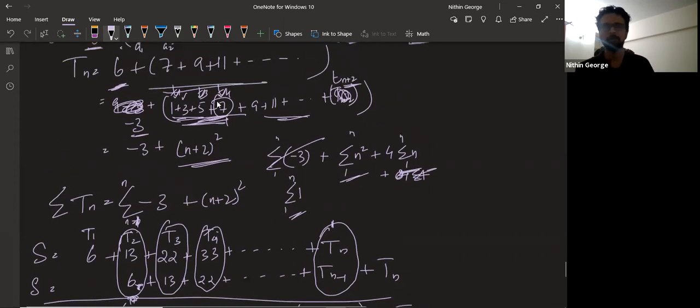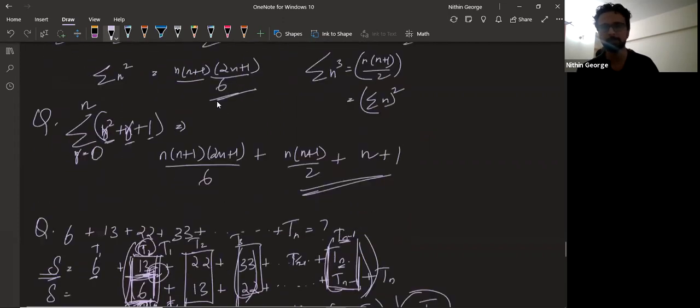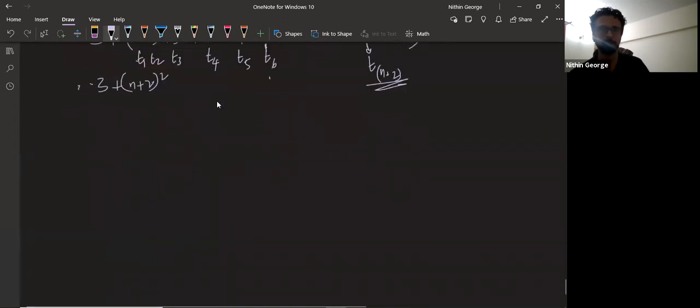And you know how to expand this using these relations: sigma n square, sigma n cube, sigma n. All right. So you can easily find the summation here. Guys, understood how to solve this problem?